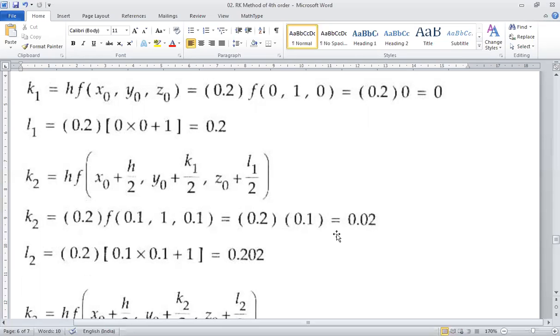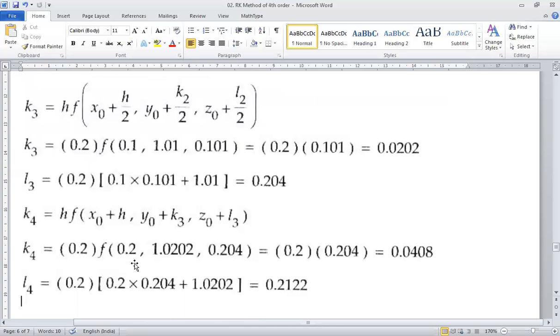Similarly, let's move on to L2. For L2, we need to use the function g. So the formula for L2 is h times g of x naught plus h by 2, y naught plus K1 by 2, z naught plus L1 by 2. So substituting the values of all the parameters, we get L2 is equal to 0.202.